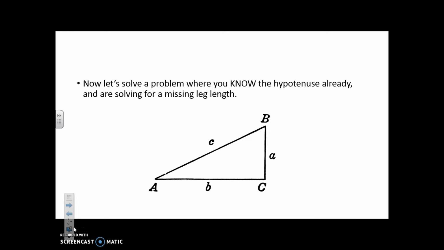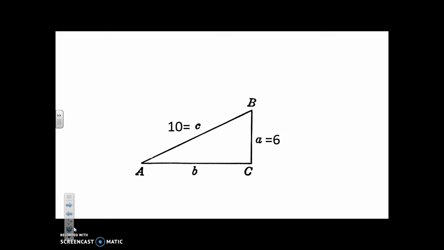Of course, if we take a look at this triangle again, let's solve a problem where you know the hypotenuse and you're solving for one of the missing legs. It doesn't matter which one. You can solve for either a or b. I had to pick, so randomly I'm going to say that side a is 6 and side c is 10. That'll leave us solving for b. It would look like that if you filled it in and drew it on the diagram. So a is 6 and c is 10.